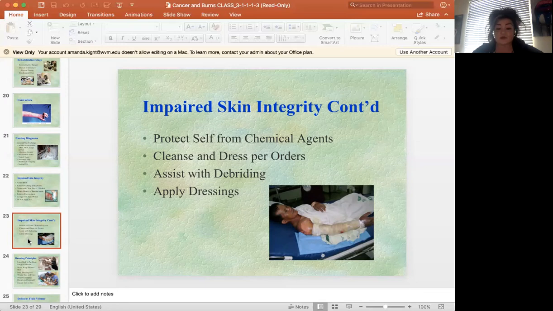We may need to debride. What does debriding mean? That's going to be another question I'm going to ask. It has to do with the skin and healing, and we're going to, of course, apply dressings, and depending on what's going on with the patient, what type of dressing and where it is, and where they are in their healing process.